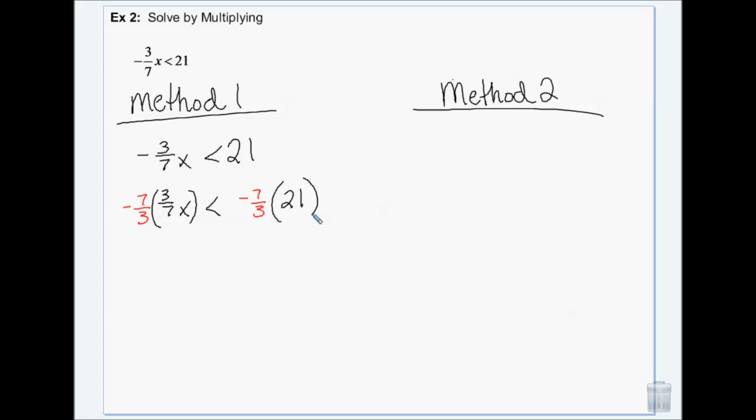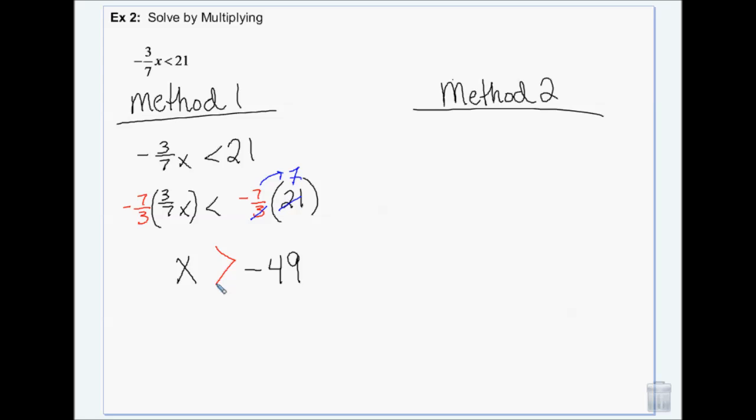The reason I do this is these two will cancel each other out. I'm left with x. And over here, 3 will go into 21 7 times, and then I have 7 times 7. So that's going to give me negative 49. Now, you'll notice I did not write my inequality symbol again. I multiplied both sides by a negative. So what was less than is now going to be greater than.